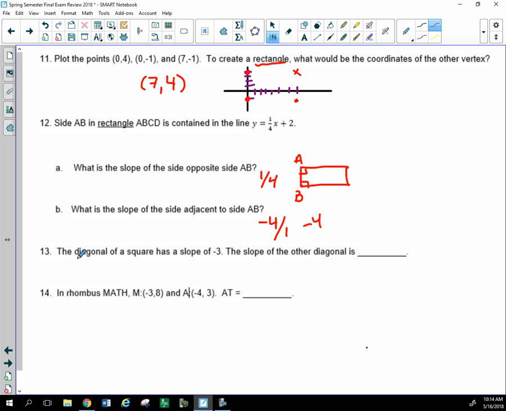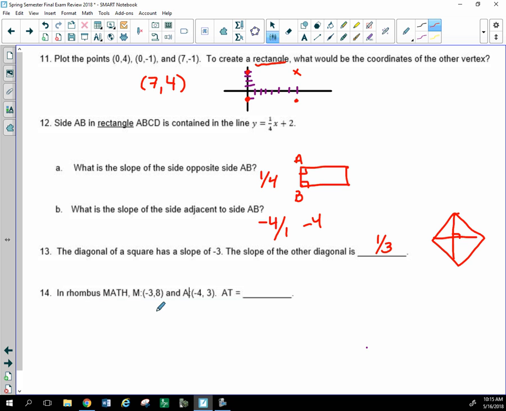All right, and so then in this one they're talking about the diagonals of a square. One diagonal has a slope of -3, and the slope of the other diagonal is. Now we have to remember that a square and a rhombus and actually a kite, in all of those shapes, the diagonals are perpendicular to one another. That's one of the properties we need to remember. You're going to need to remember all the properties of our quadrilaterals, so that would be something I would be putting in my notes. So if the diagonal is -3, we would flip that slope over and change its sign, and so the other diagonal would have to have a slope of 1/3.